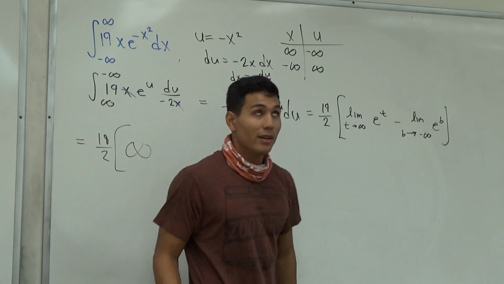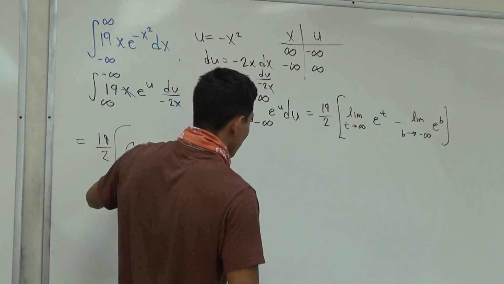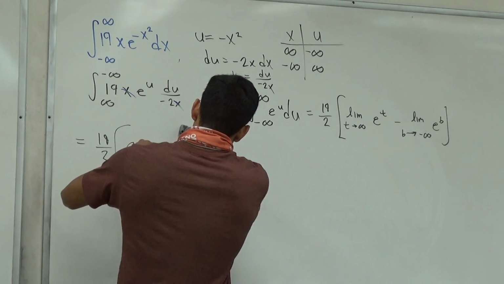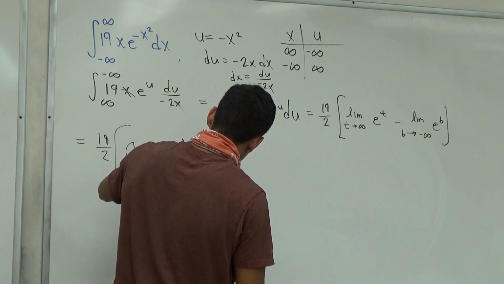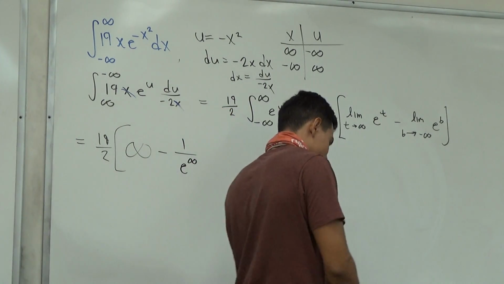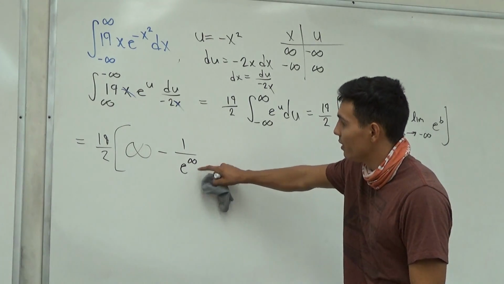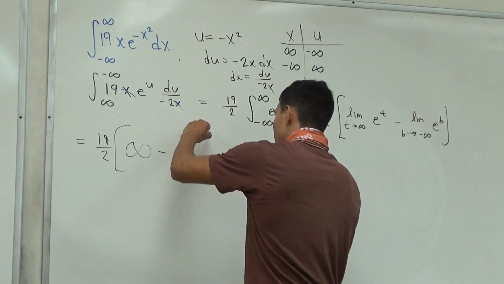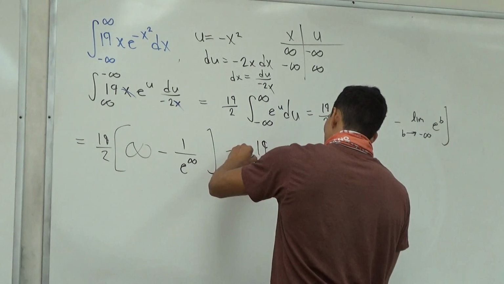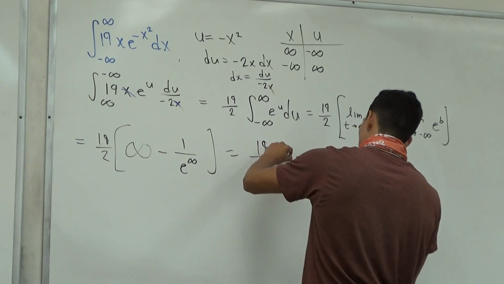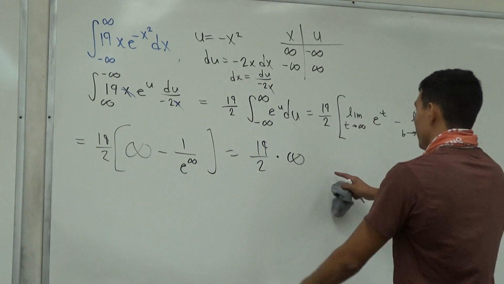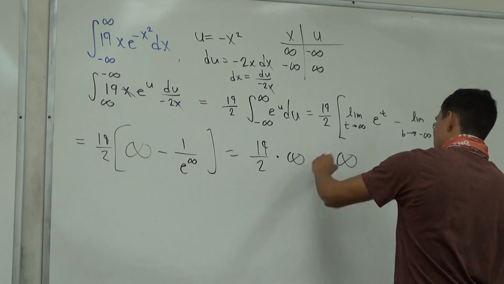e to the negative infinity? Well, that's simply 1 over e to the infinity. And this is 1 divided by infinity, which is 0. So you get 19 over 2 times infinity. And that's definitely infinity. So this diverges.